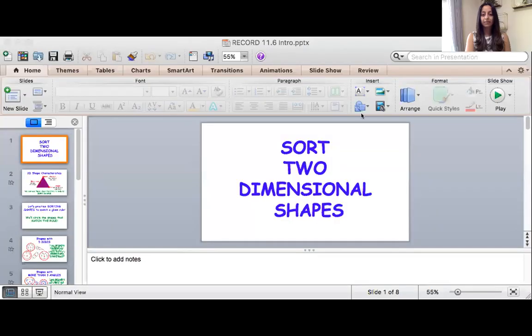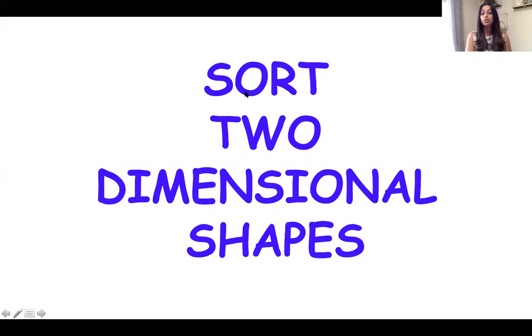Today, we're going to use everything we've learned about the characteristics of two-dimensional shapes to sort shapes. We have to use the rules and the characteristics that they state to sort shapes together. Let's get started. So like I said, we are learning how to sort two-dimensional shapes according to the characteristics that are given.